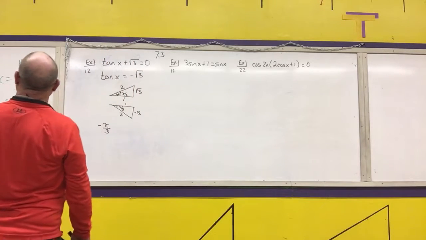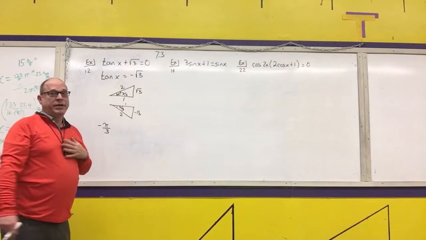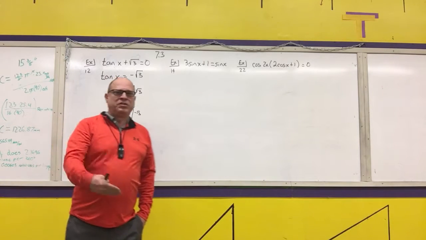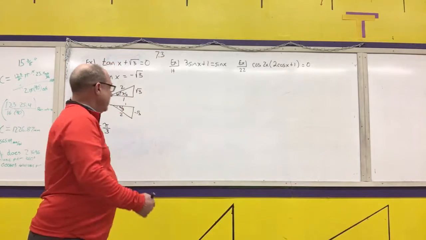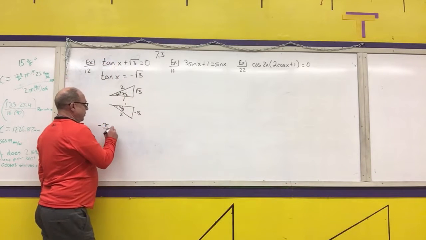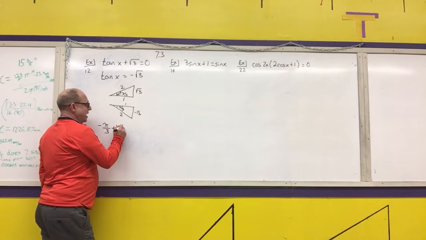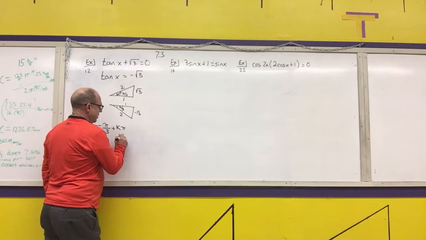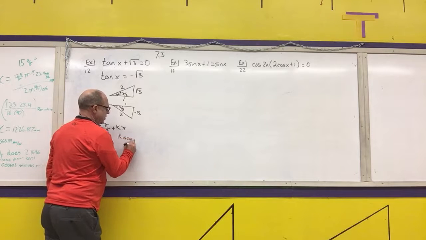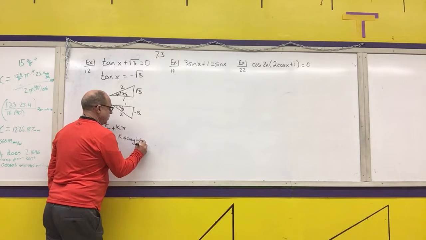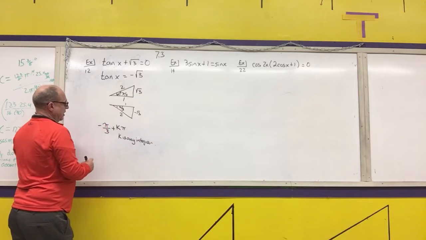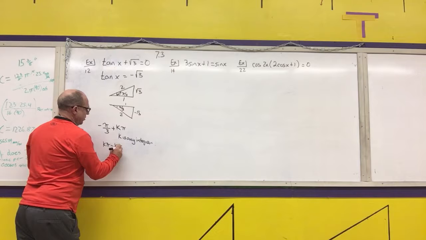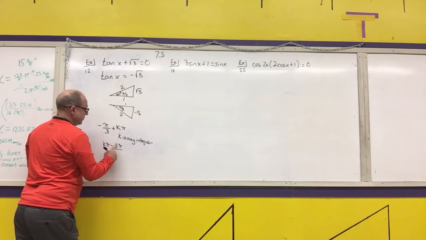Well, what's my periodicity of the tangent function? The periodicity of the tangent function is pi. So I need every integer multiple of pi. Okay? So what I'm going to do is write plus k pi, where k is any integer. And you may simplify this and write it as k pi minus pi thirds to make it look a little nicer.